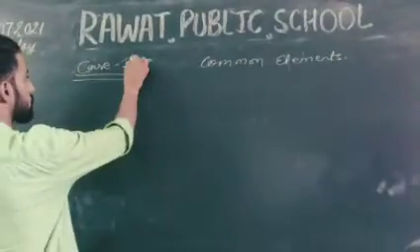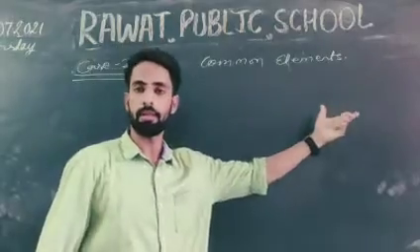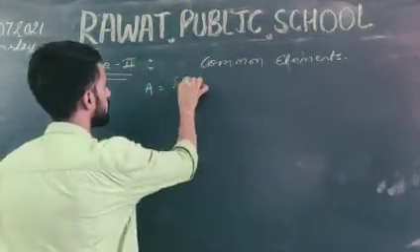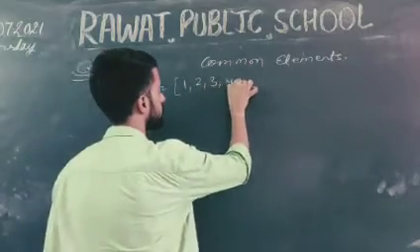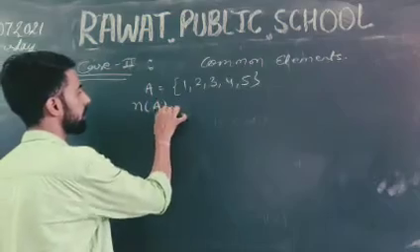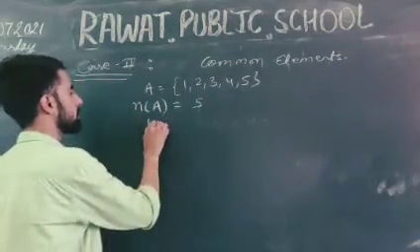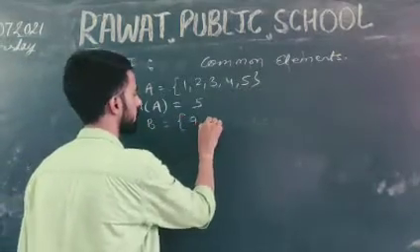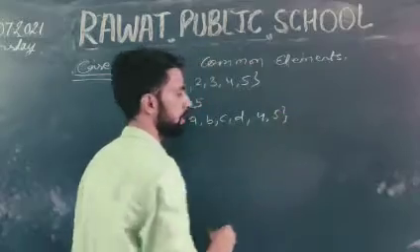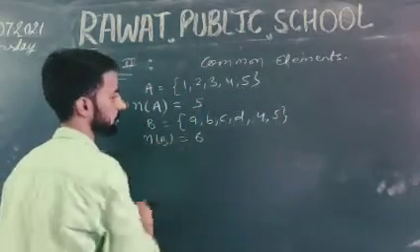Now our case 2 is when we have common elements. If I frame a set A, the set A is 1, 2, 3, 4, 5. That means the number of elements in set A is how many? 5. If I say the set B is a, b, c, d, 4, 5, so how many elements do we have here? n(B) is 6.